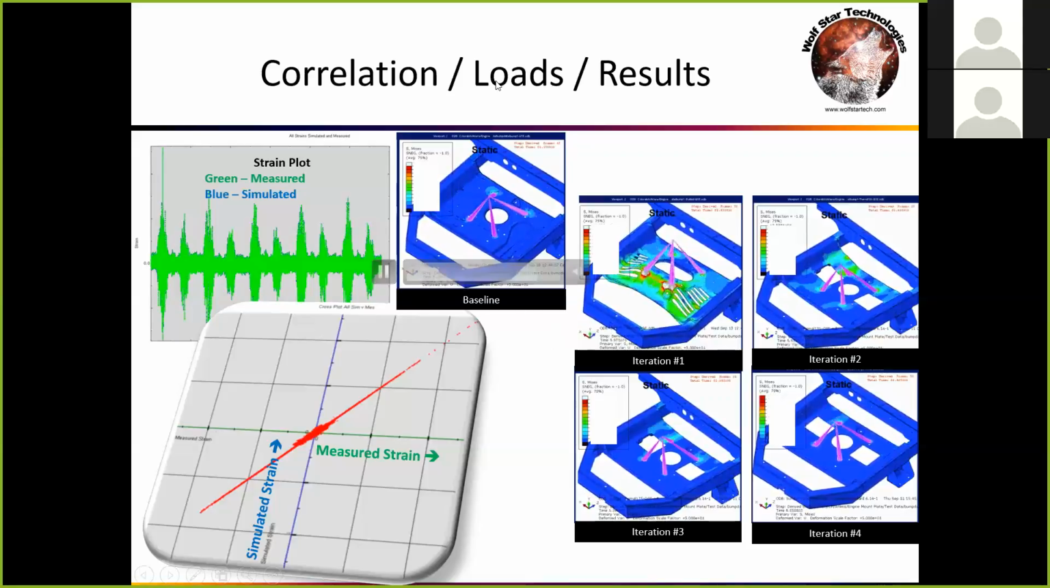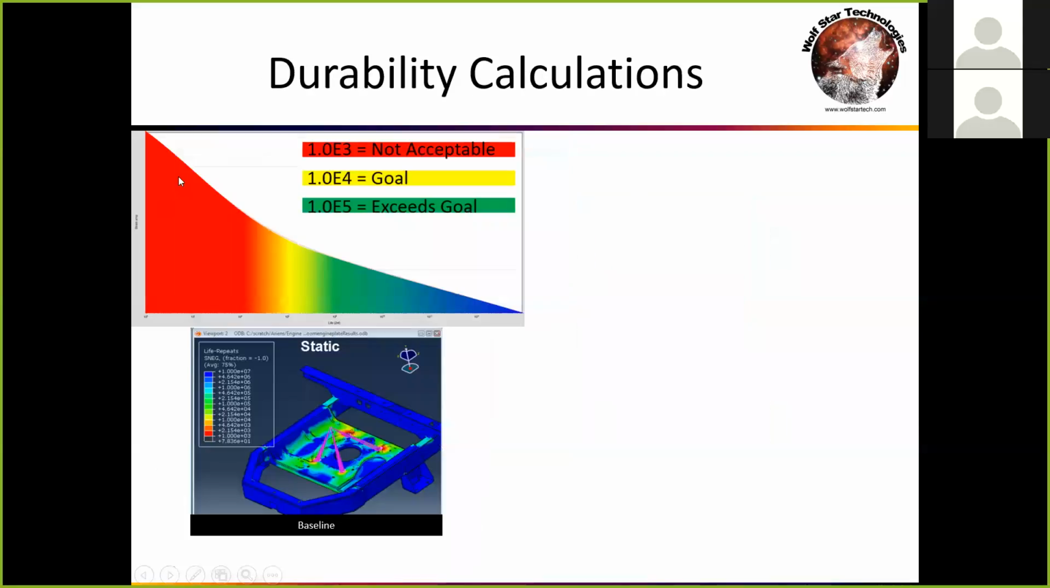So I've got durability plots on the next page here. So here's the strain life curve for their material, and what they want is 10,000 cycles. So basically, we're going to look for things that are yellow or green or blue on these plots. So you can see their baseline is fine. There's some red here just because of the RBE and the FEA model.